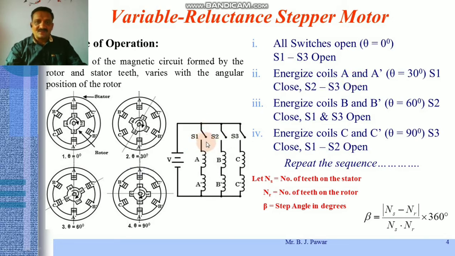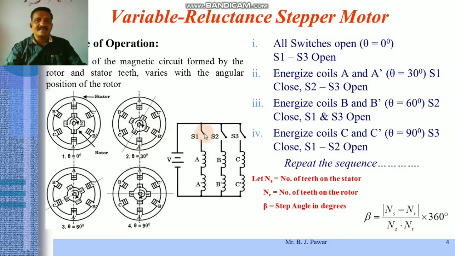Now the second condition is, if we close this switch S1, which is in series with the common coil across these teeth A and A dash, it will energize coil A and A dash, and there will be a shifting of this rotor by 30 degree as shown. See this one, it gets shifted by 30 degree.